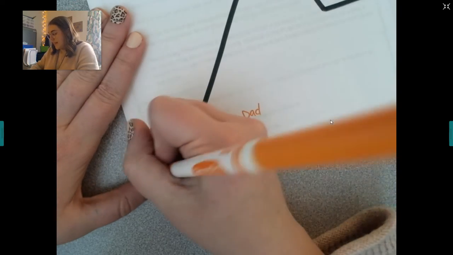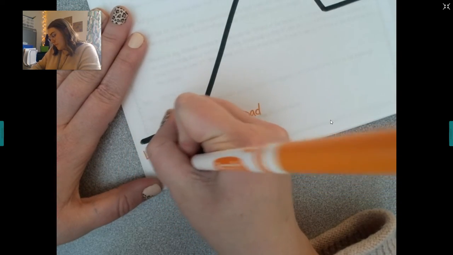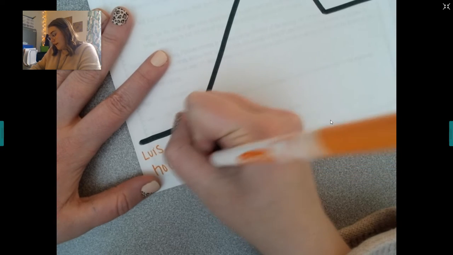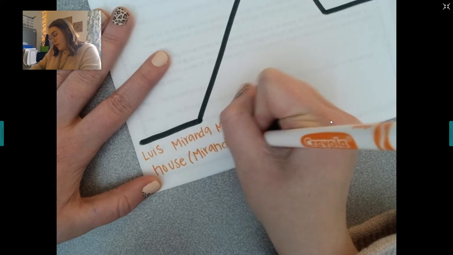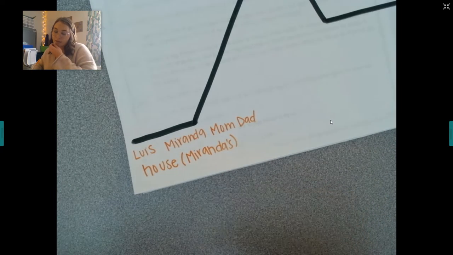So I'm thinking the setting is going to be Miranda's house. I should have said Miranda's house, but I ran out of room, so I just put Miranda's house. That seems like it's going to be our setting.